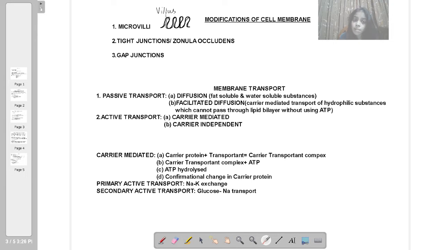What kind of substances can undergo this simple diffusion? Fat soluble substances. Why so? Because in the previous video I had discussed that the lipid bilayer allows fat soluble substances to pass through it easily. So that is why fat soluble substances, it can be a hormone or some other fat soluble substance, can easily pass through the lipid bilayer, phospholipid bilayer.